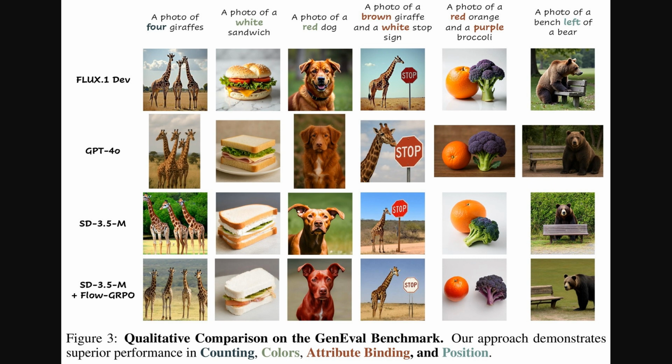So, building on that framework, Figure 3 now gives us some actual visual examples from that Generative benchmark we discussed earlier. You can really see the difference Flow-GRPO makes. Look at the bottom row, which is SD 3.5M with Flow-GRPO, compared to the other models, including SD 3.5M by itself. Our new method is much better at accurately counting objects, getting colors right, and correctly handling attribute binding. That's things like a brown giraffe and a white stop sign, where attributes are linked to specific objects. It also clearly improves positional understanding, like placing a bench to the left of a bear.